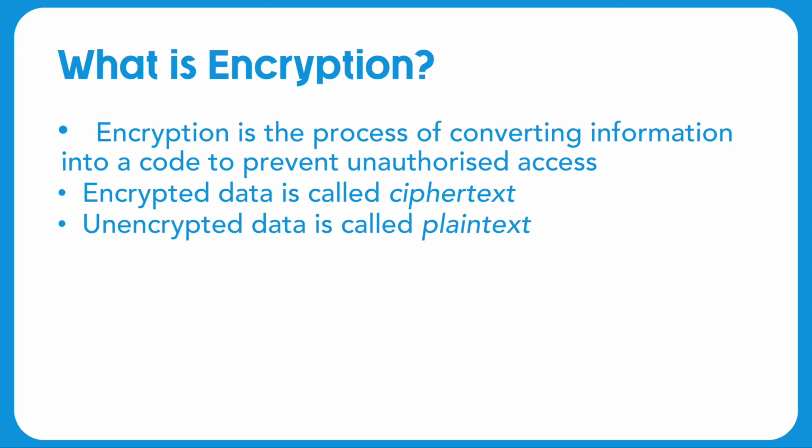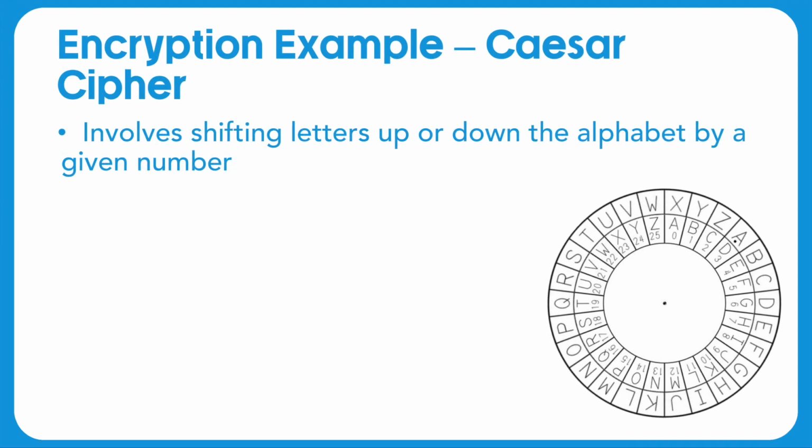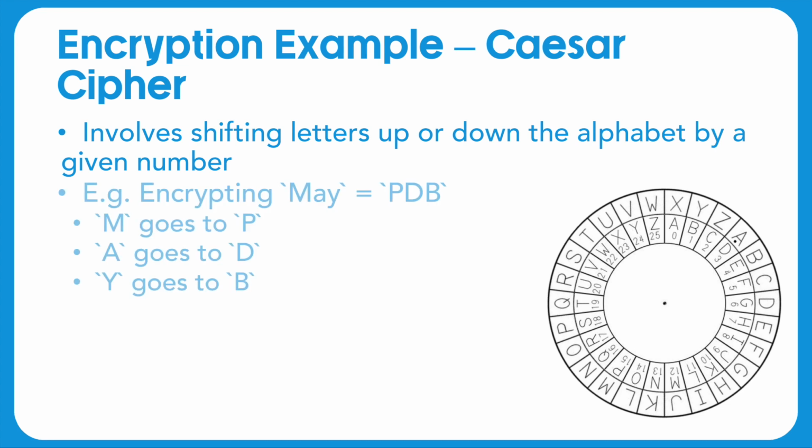So let's take a look at a simple example of how we can encrypt some data. A Caesar cipher is a simple way to encrypt messages by shifting each letter of a plaintext word by a given number. For example, if I'm wanting to encrypt the word May, I can shift each letter up by 3 characters. So M up 3 becomes P, A becomes D, and Y wraps round back to the start of the alphabet and becomes B.